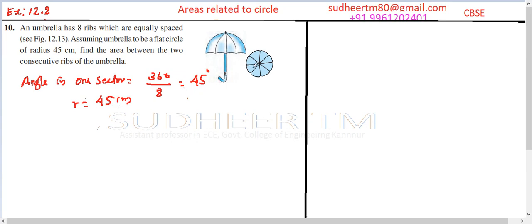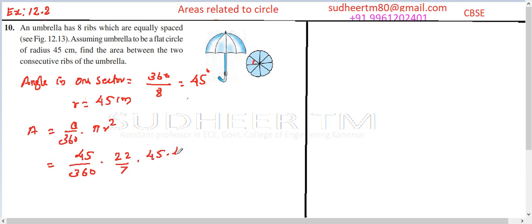And then the area of the sector. This sector's area formula is theta by 360 into pi r square. It's equal to 45 divided by 360 into 22 by 7 into the radius 45 into 45. That is just equal to 1 by 8 into 22 by 7 into 45 into 45.